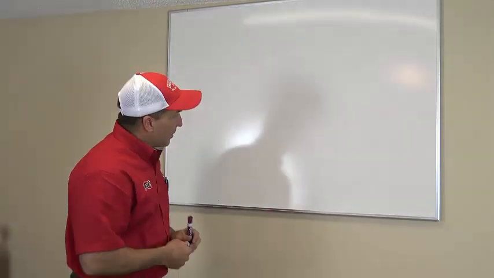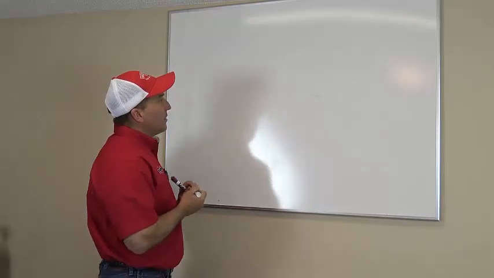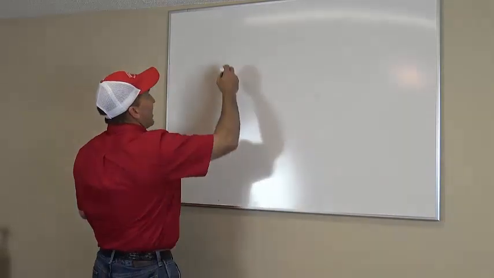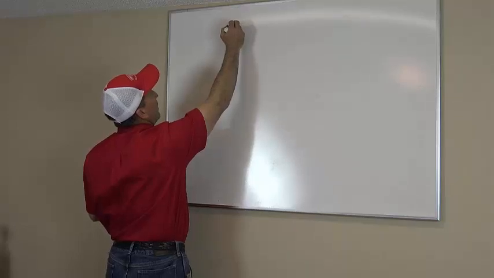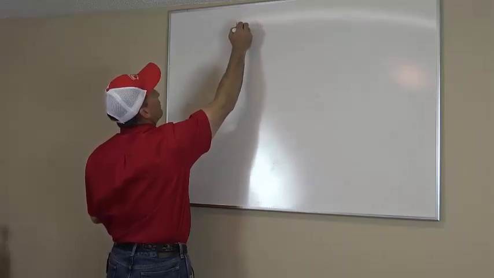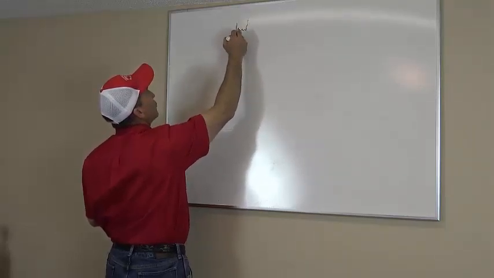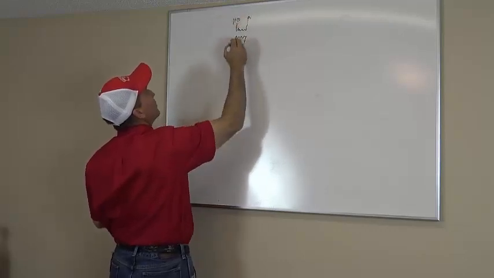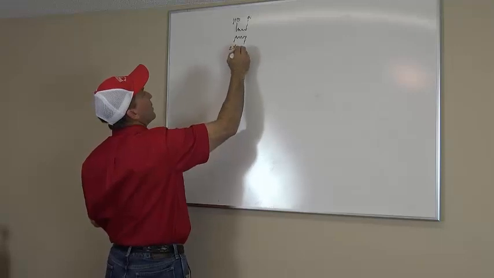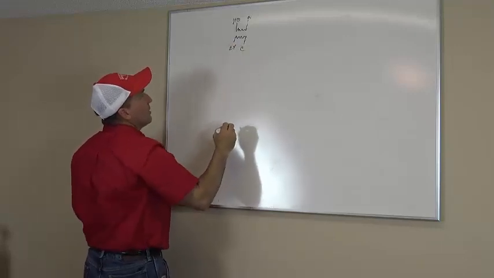Okay, let's start here, guys. Let's go with a thermostat. First of all, we're going to put a transformer in. So here's our transformer. We've got 110 volts up here, neutral, and we've got 24 volts here with a common.